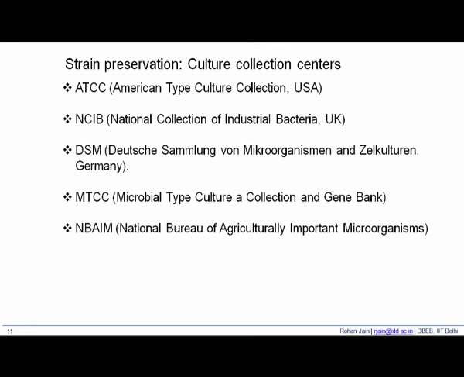There is a DSM in Germany. In India, we have MTCC in Chandigarh. This is Microbial Type Culture Collection and Gene Bank. And we have NBAIM, National Bureau of Agriculturally Important Microorganisms. So, these are there, and if you want them, you can just pay a very small amount of fees and you can order them, and the culture would come in a lyophilized form. You can revive them, and there are a couple of others also. They can actually give you in what form you need, and you can basically use them.